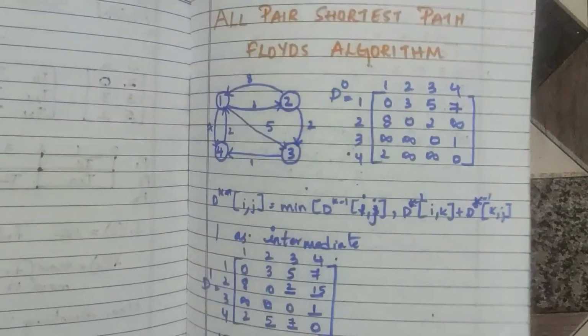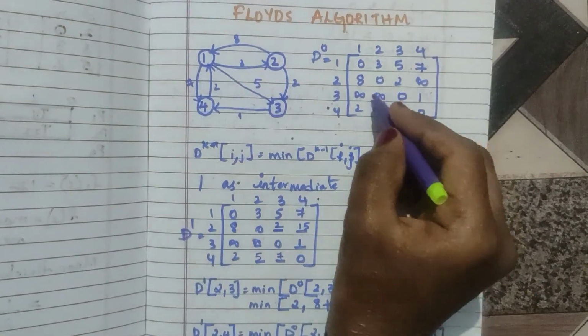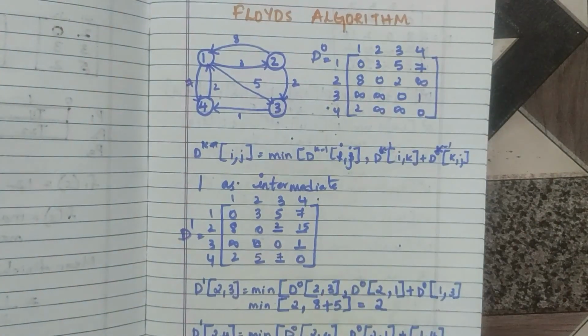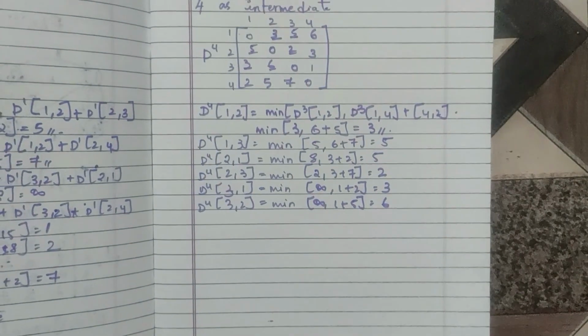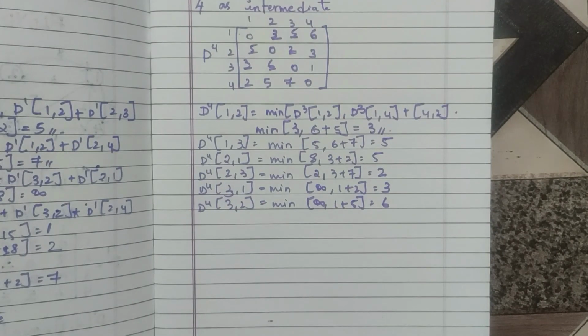So if we see in the beginning, we had lot of infinities in the cost matrix table. But when we solve this Floyd's algorithm, now our cost matrix table is full of values. So this is how you solve Floyd's algorithm in all pair shortest path dynamic programming.